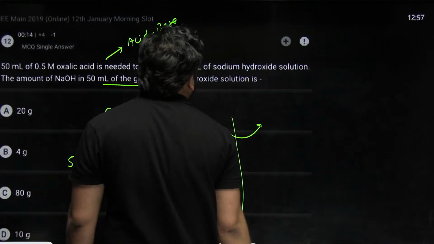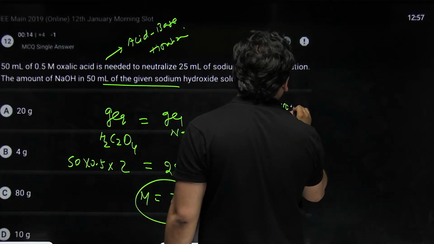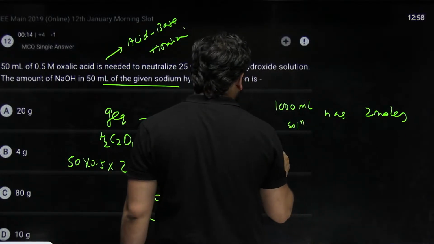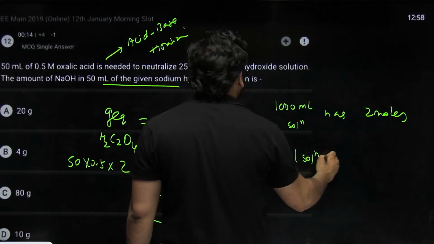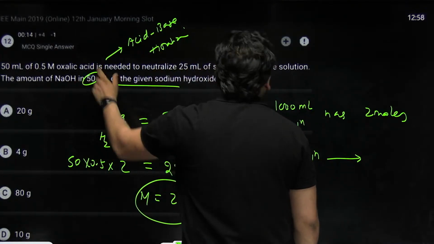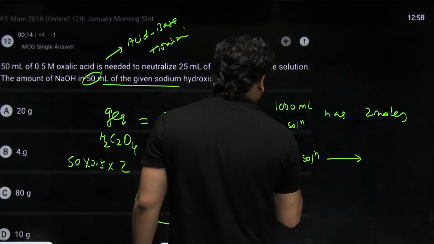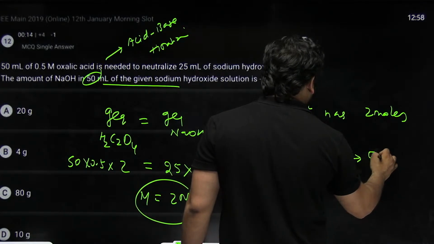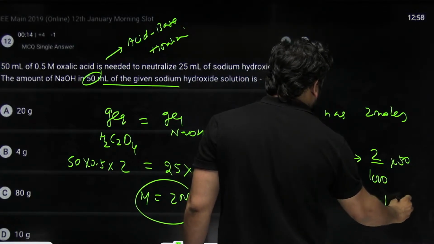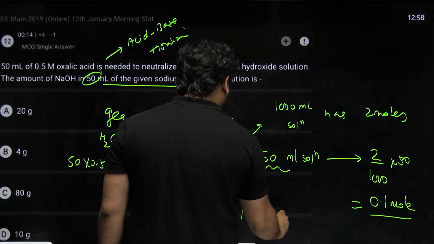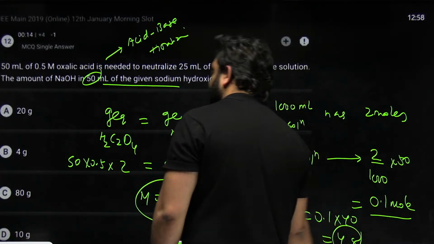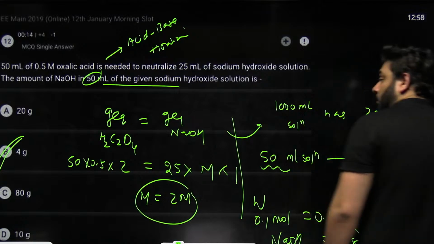So what you are getting is that 1000 ml of solution has 2 moles. Now we have to find out for 50 ml. So 50 ml will have 2 by 1000 into 50, which I guess comes to 0.1 mole. So the mass of 0.1 mole NaOH will be moles into molar mass, so 0.1 into 40. So I think 4 gram is the correct answer. Is there any option with 4 gram? B. So B is absolutely correct.